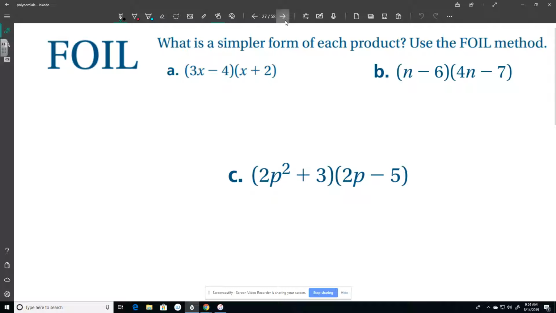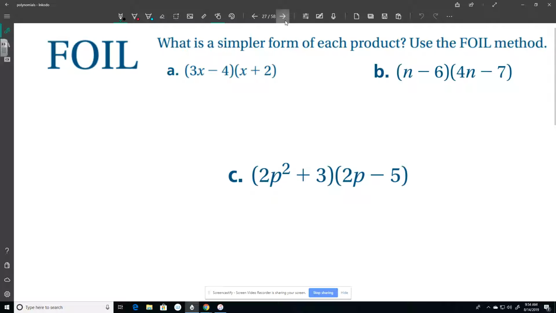Because what we need to do is take this set of parentheses and multiply it by this one. And the way that we do that is we have to take this 3x and multiply it by the x, and we have to multiply it by the 2. But we also have to take the negative 4 and multiply it by x and multiply it by 2. So the word FOIL just helps us remember.